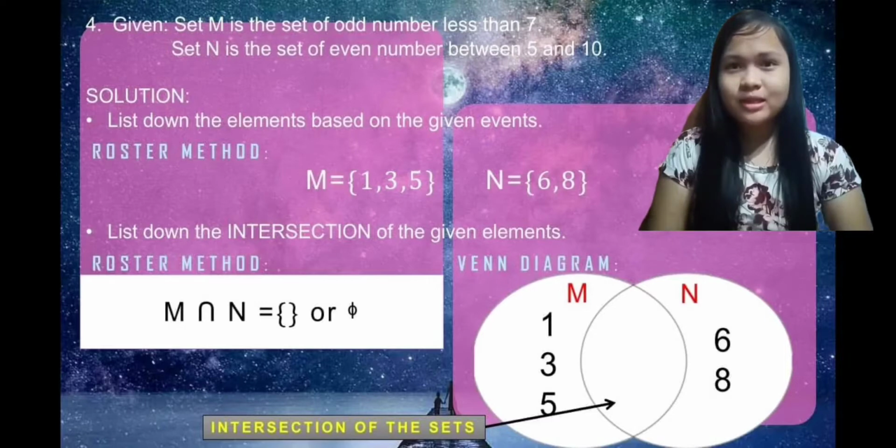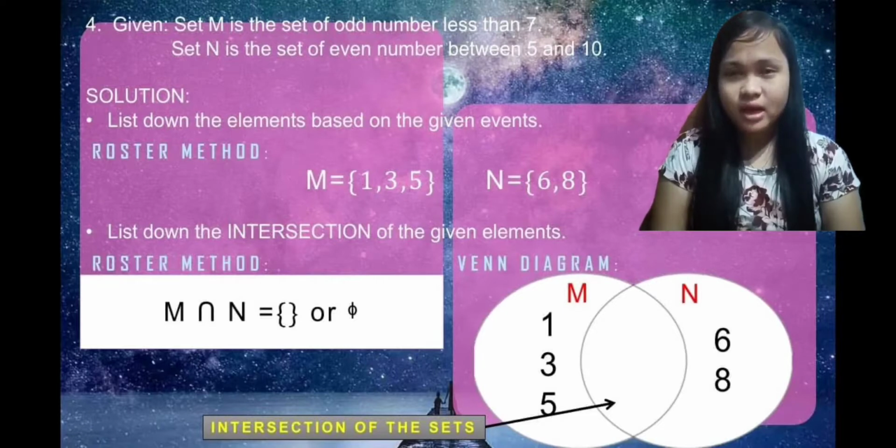So next example is the same with example number 3. Given, set M is the set of odd numbers less than 7, and set N is the set of even numbers between 5 and 10. Solution, list down the elements based on the given events. Sa set M, ang odd number less than 7, yan yung hindi divisible by 2s. Ang set M is equal to 1, 3, and 5.